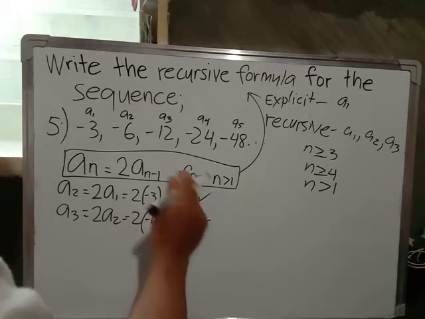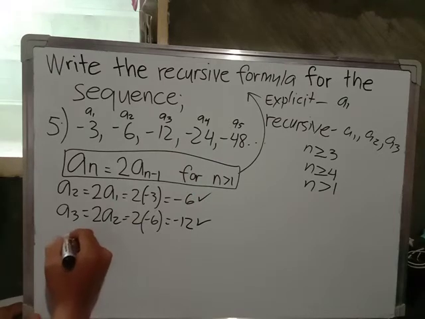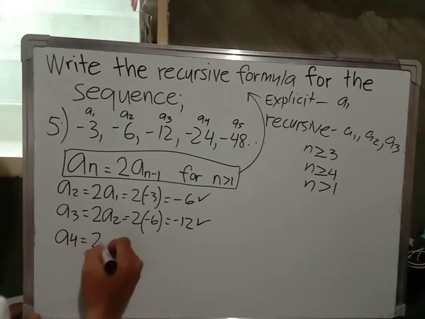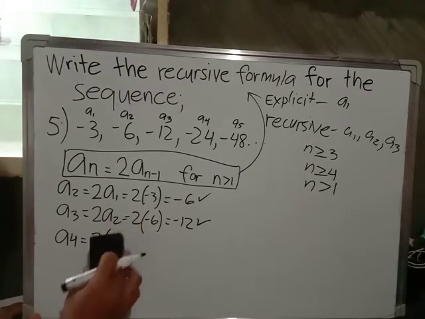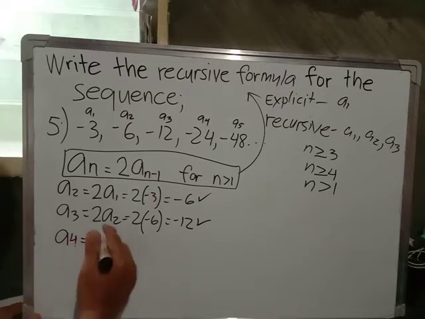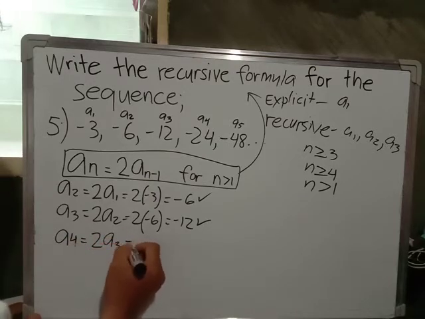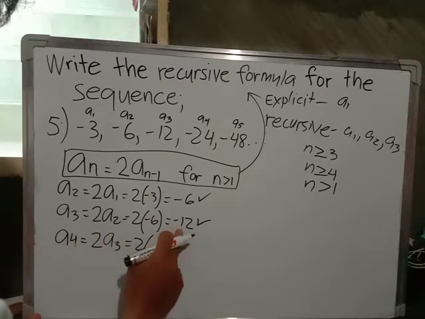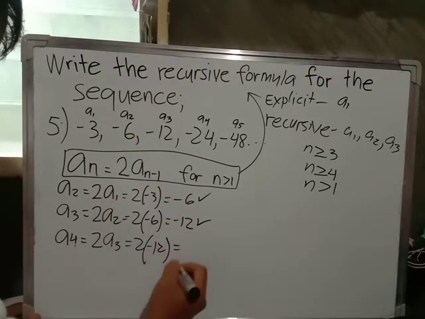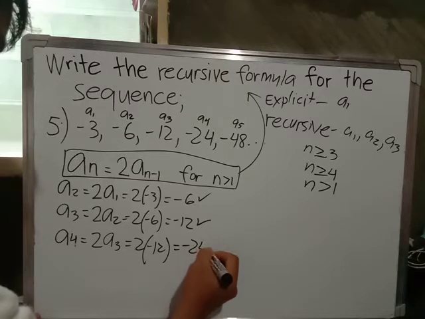So, tama pa rin tayo. E4 is equal to 2 times (n minus 1), so 4 minus 1 is E3, which is equal to 2 times E3. Si E3, ito pa rin, negative 12. 2 times negative 12 is negative 24.